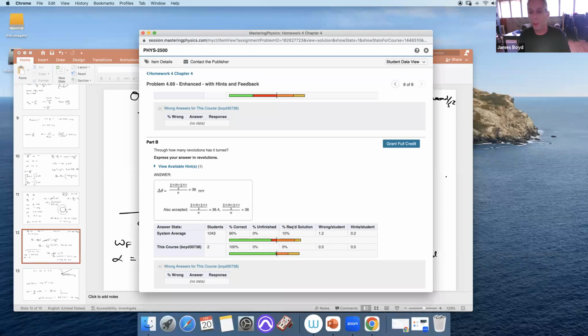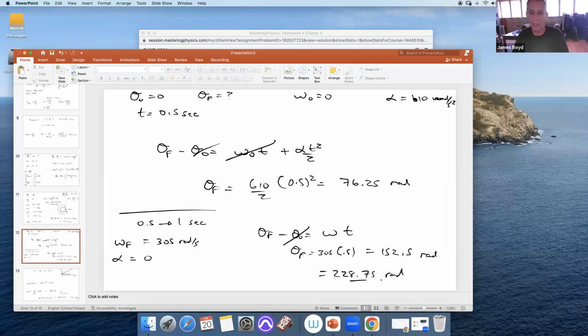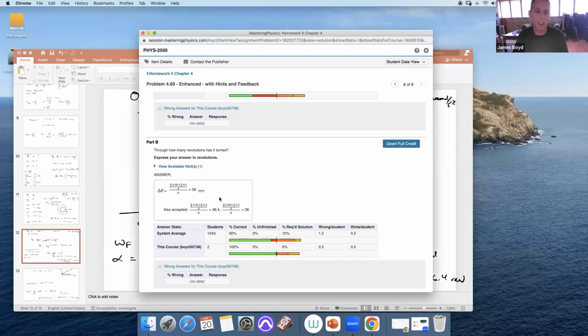How many revolutions though? In order to get revolutions, I divide this by 2π rad per rev. So divide that number by 2 times π, and I get about 36.4 revolutions. It went around about 36 times inside, and they rounded it to 36.